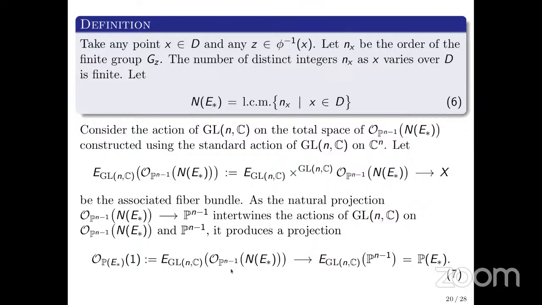Though I didn't prove why this should be an algebraic vector bundle, I leave that aside because that will take some more time. So just believe that this is an algebraic vector bundle on P of E star. And we are now all set to define the Seshadri constant for parabolic vector bundles.